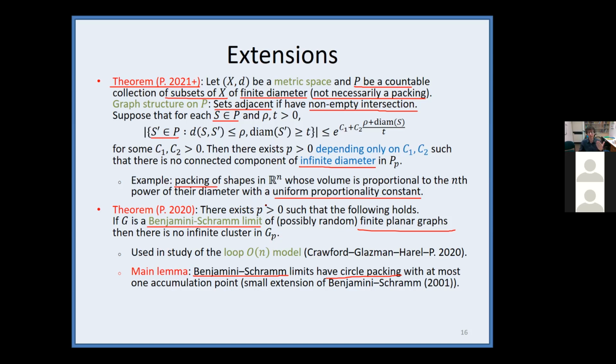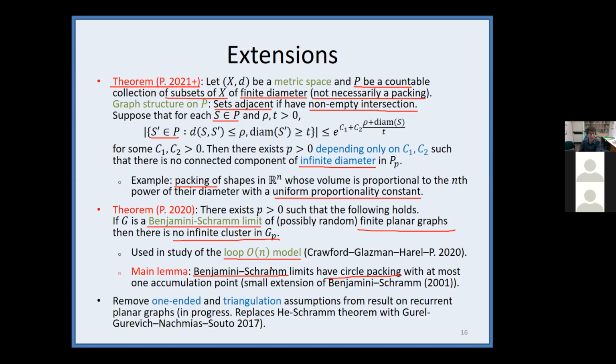Actually, this was the motivation. So this shows that on any Benjamini-Schramm limit, there is no infinite cluster in G_p for p which is e to the minus 26, for all of the Benjamini-Schramm limits. That's a large class of graphs. This was actually the motivation for my study of this problem, because I needed that last result for the study of the Lupoen model. If there is interest at the end, I have some slides on the Lupoen model to explain this idea better.